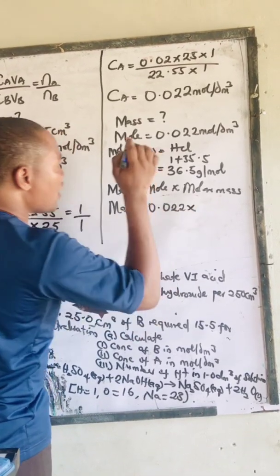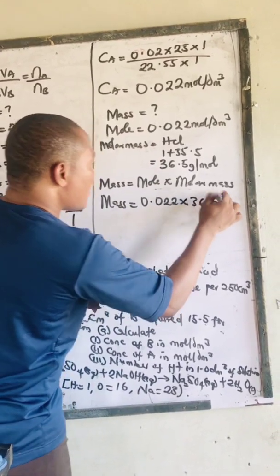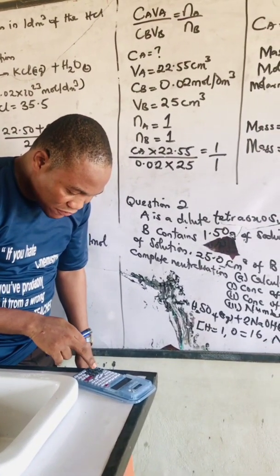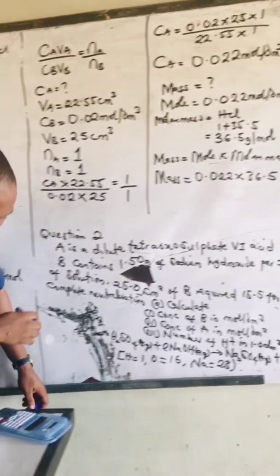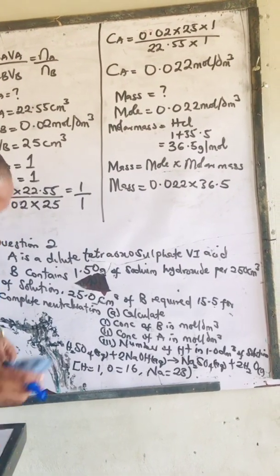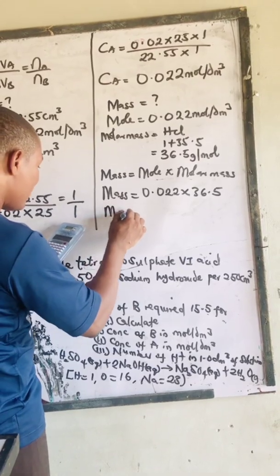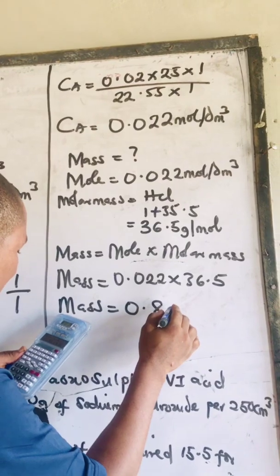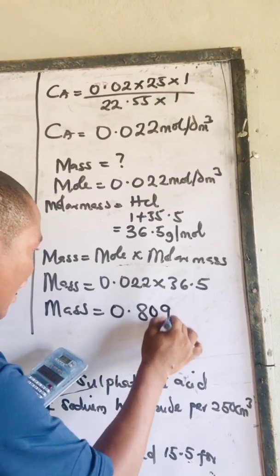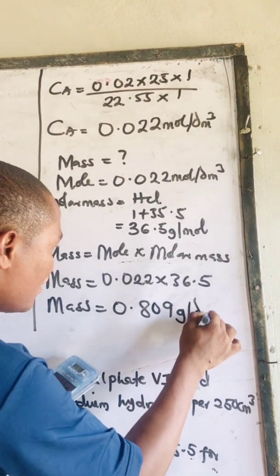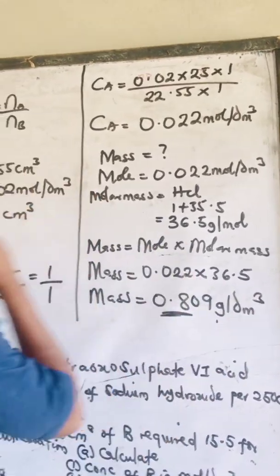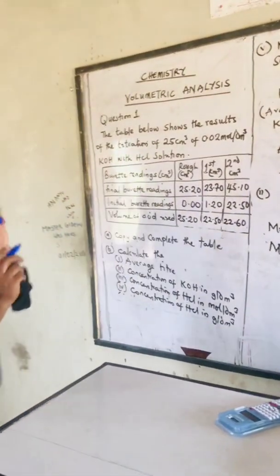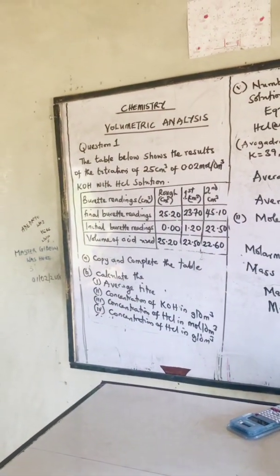0.022 times 36.5. So we have this times 36.5. Then we are going to be having 0.8. Our mass now will be, let's say 0.9 gram per dm approximately. That's that. I hope you are following. So that's how simple and easy our alternative to practical is.